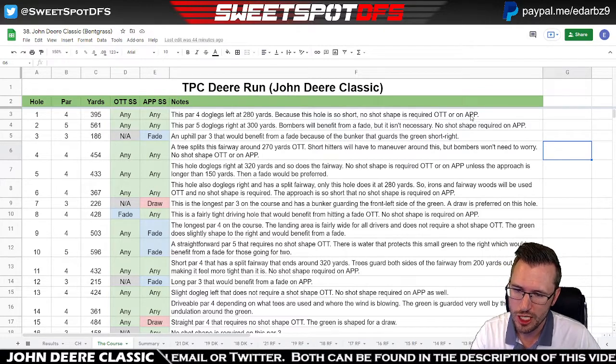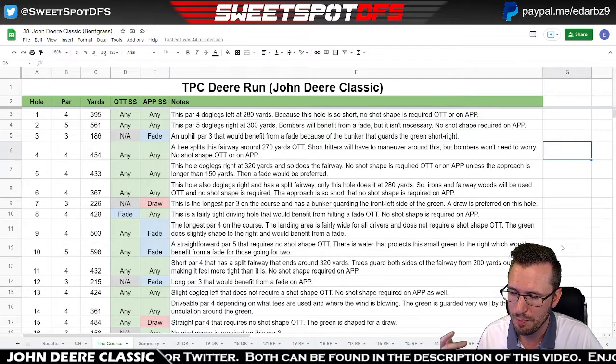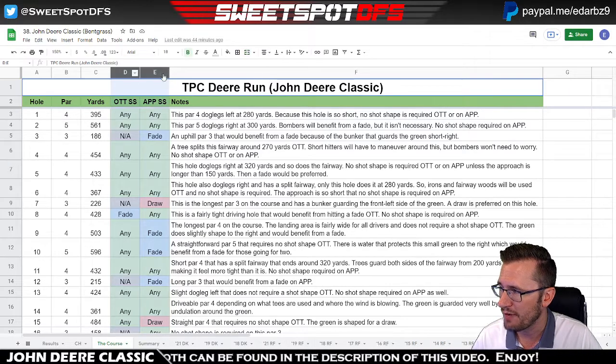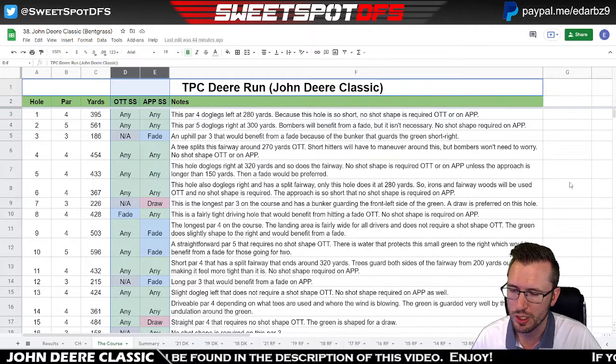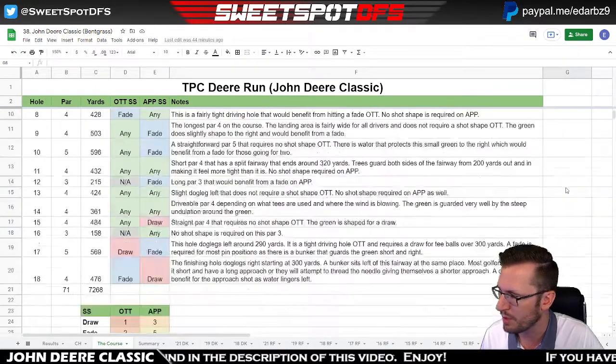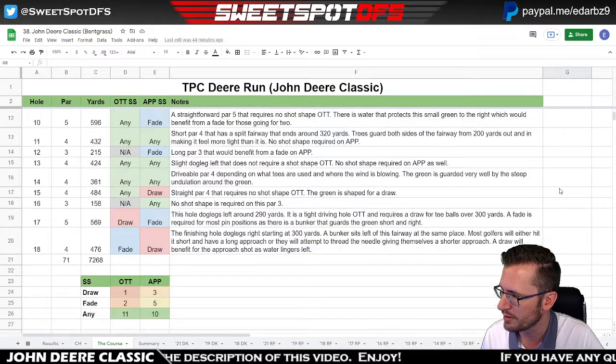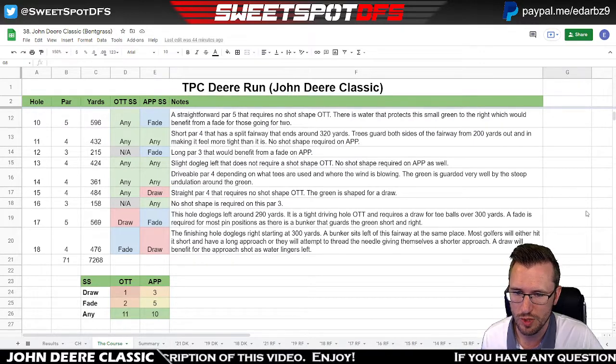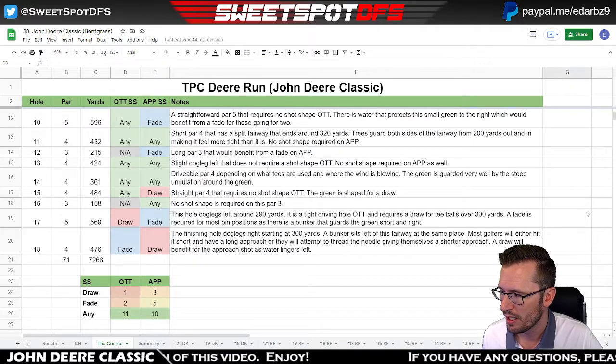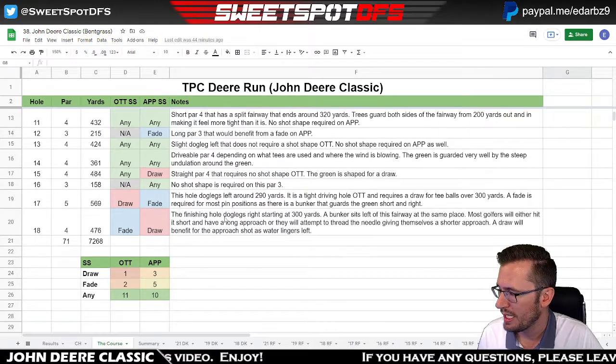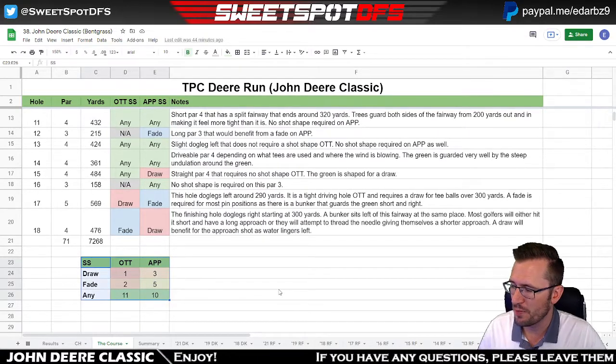So I always suggest for you guys, take a moment, pause the video if you want to read any of this. I'm going to scroll down. I have all the shot shapes in this column here, so you can kind of also take a look at that. But I'll go down to the hole 10 to hole 18, and you can read the rest of it. Again, pause it if you need to. And then I talk about the summary here.